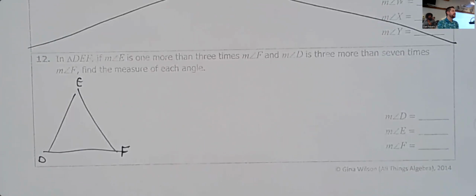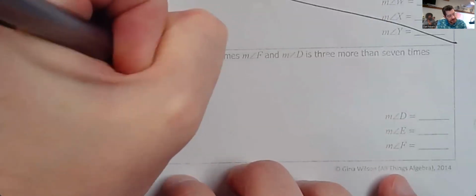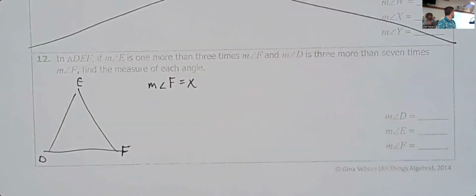Which of those 3 will be X? F. Good. The measure of angle F is equal to X. And that's because it has the fewest words written about it. There's a lot of words that talk about E. There's a lot of words that talk about D. There are very few words that talk about angle F. The one that has the fewest words is going to be your variable. So that's X.